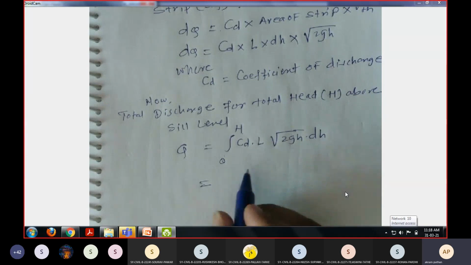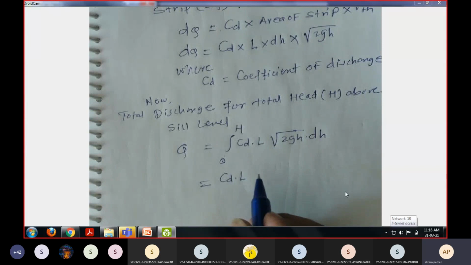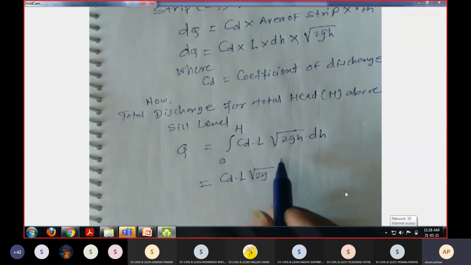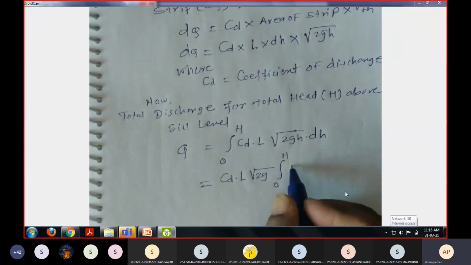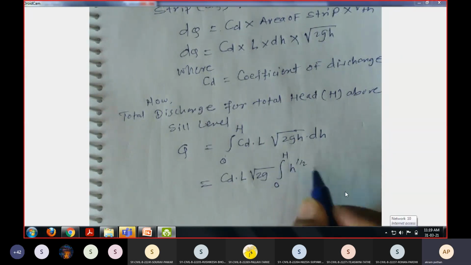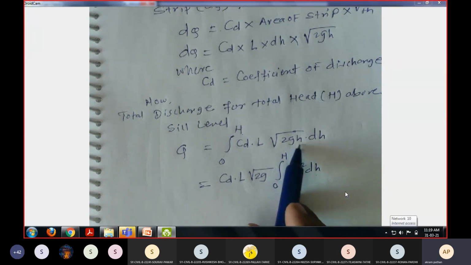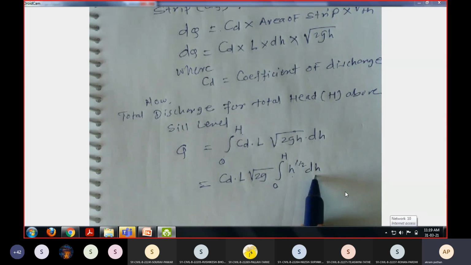इथं कॉन्स्टंट कोणकोणते आहे? CD, coefficient of discharge, length of the notch or weir. Okay, and √2G, हे constant आहे. So we have to take outside the integration sign, and the remaining is 0 to H, H raised to half DH. Okay, so इंटिग्रेशन 0 टू H, H raised to half DH. ओके, याचं आपण स्क्वेअर काढलं म्हणजे अंडर रूट काढलं, त्याच्यामुळे H raised to half DH.